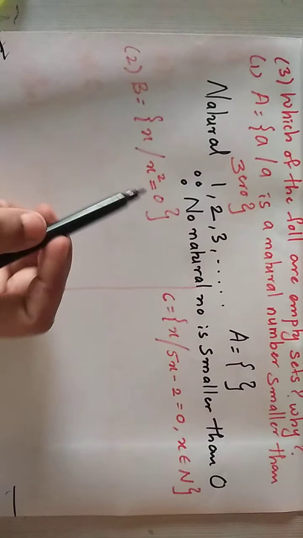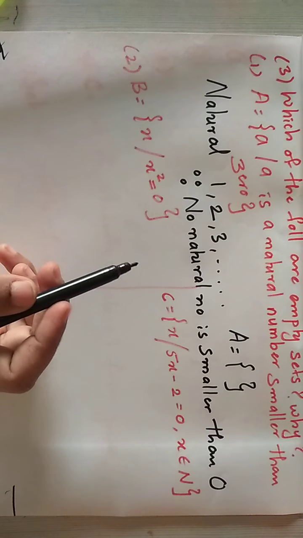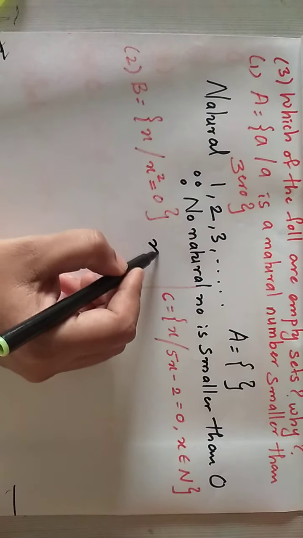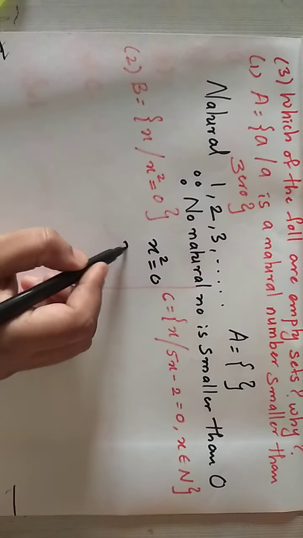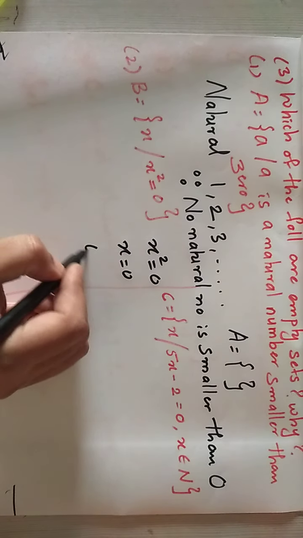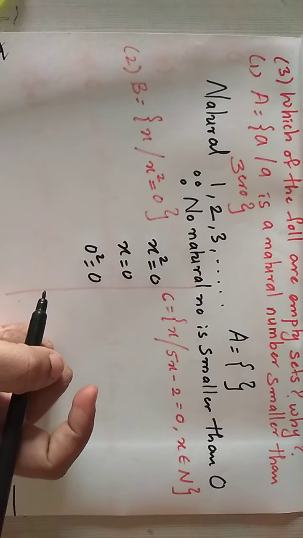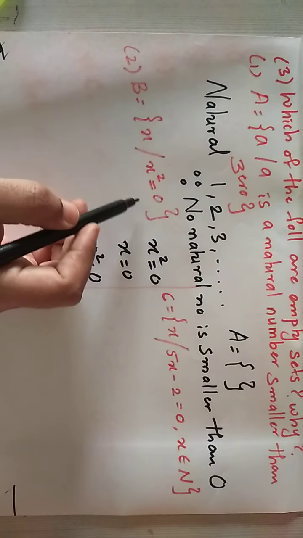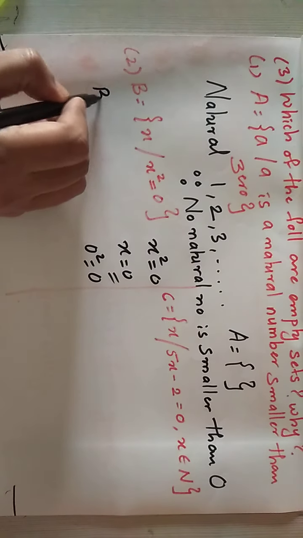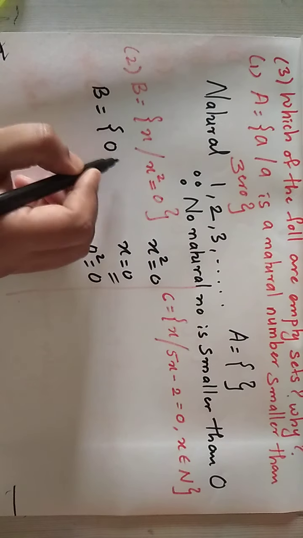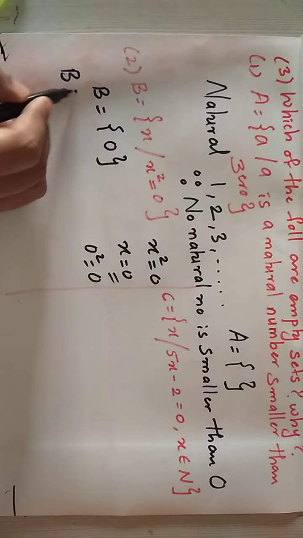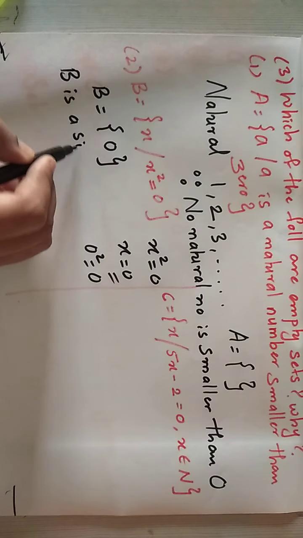B is equal to x such that x square equal to 0. The only number which can satisfy the equation x square equal to 0 is x equal to 0 itself. 0 square gives you 0. So the solution of the equation x square equal to 0 is 0. So set B contains a single element 0. So B is a singleton set.